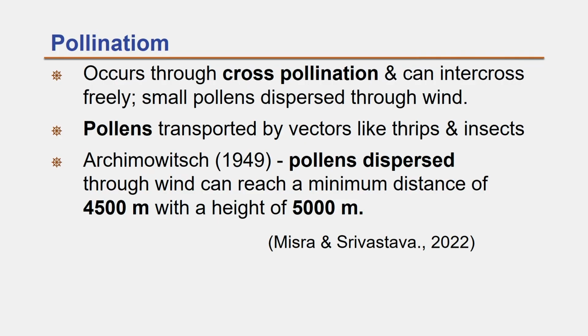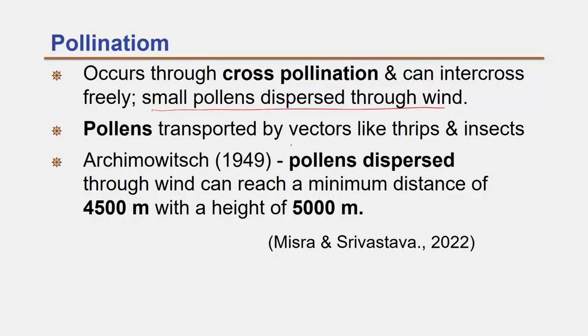Pollination. It occurs through cross pollination and can intercross freely. Small pollens are dispersed through the wind, means the major mechanism of pollination is through winds. So, pollens are transported by vectors also, like thrips and insects, and according to Archimovich, pollens dispersed through wind can reach a minimum distance of 4500 meter with a height of 5000 meter. Means wind can carry these pollen grains up in the atmosphere and for long distances, up to 5 kilometers.